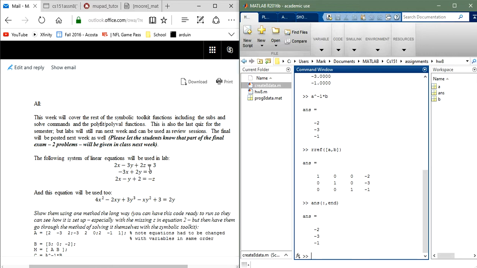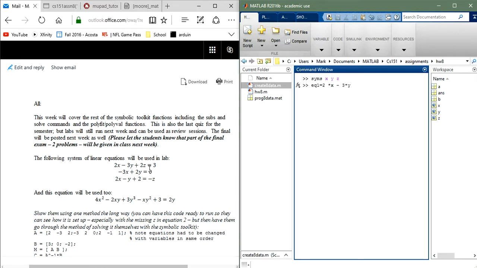Let's solve this same setup with chapter 12 using symbolics. So the way that I like to do it is I say syms x, y, and z, and then I write my equations. Equation 1, 2 times x minus 3 times y plus 2z. Then I have equation 2, which is equal to 3x plus 2y. Then equation 3, which is 2x minus y plus 2 plus z.